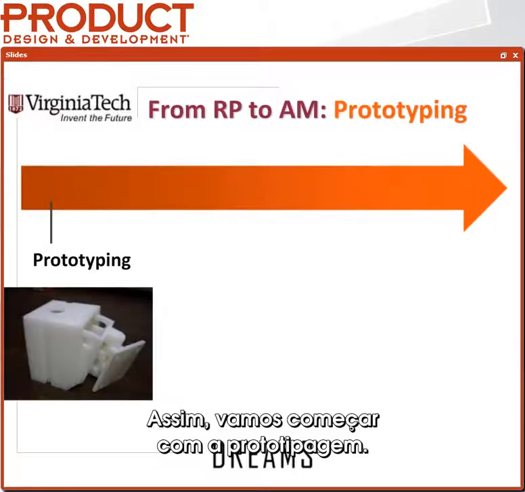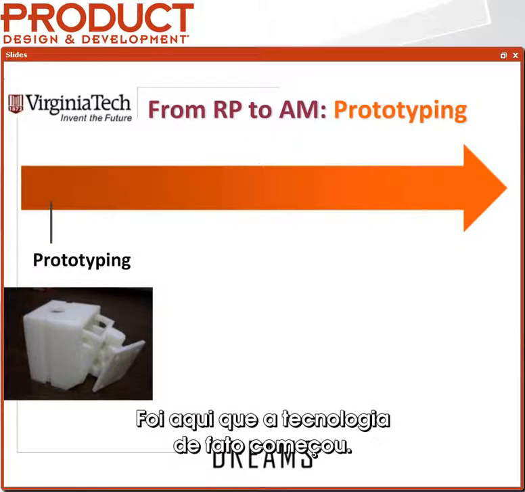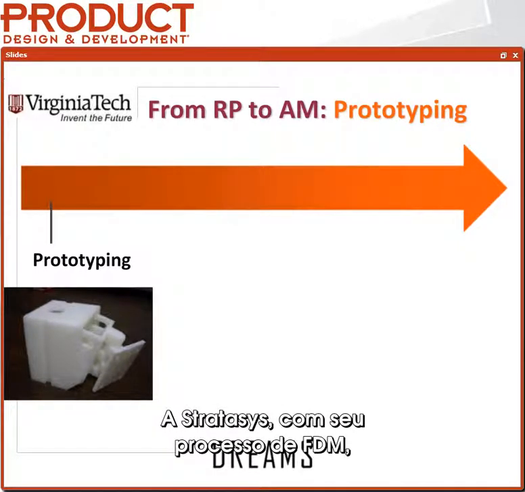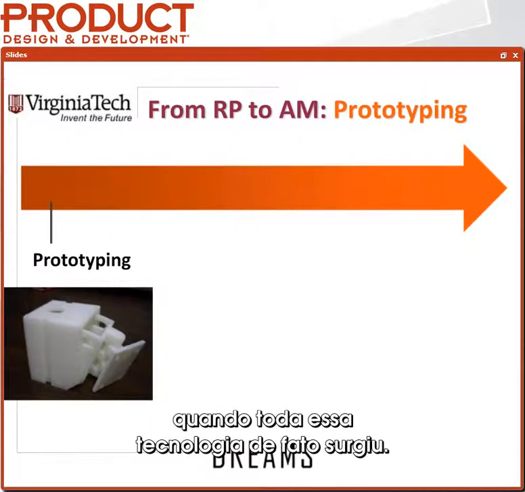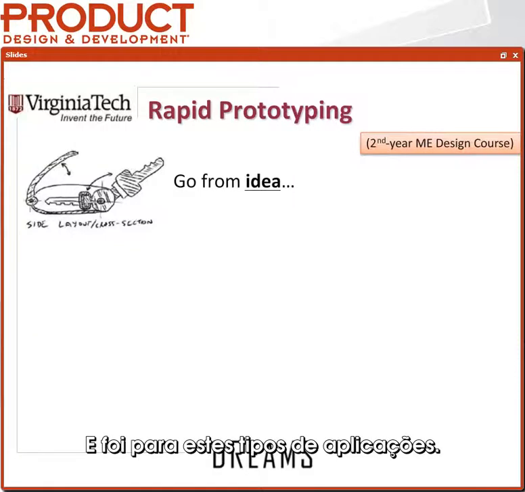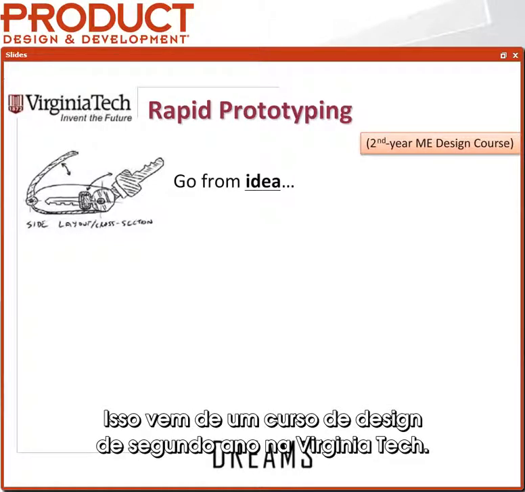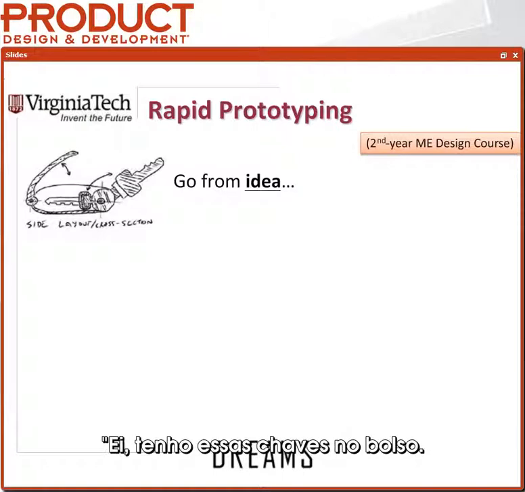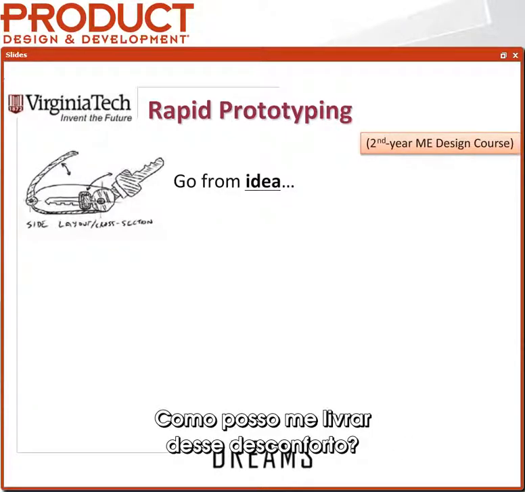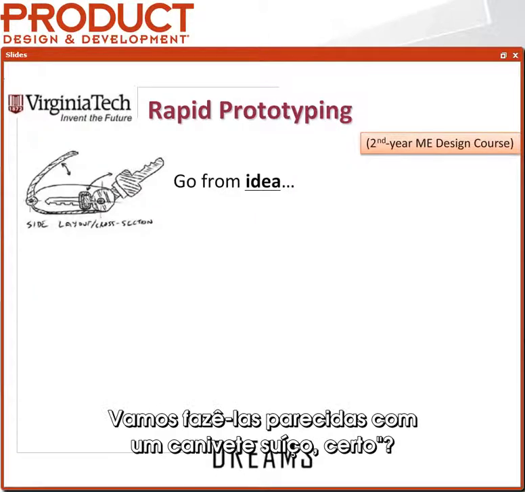So let's start with the prototyping. And this is really where the technology all started, actually. Stratasys, with their FDM process, was one of the leaders back in the early 90s when all this technology first kicked off, and was for these types of applications. This comes from a second-year design course at Virginia Tech. Here we had some students who had this interesting idea of, hey, I've got all these keys in my pocket. How can I get rid of that discomfort? Let's make it like a Swiss Army knife, right?